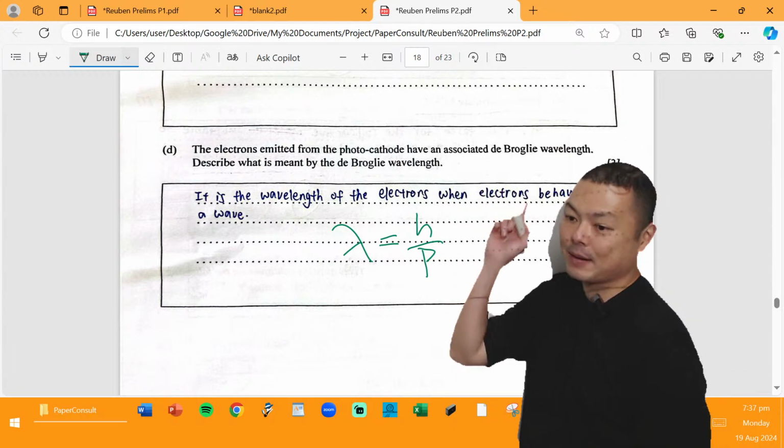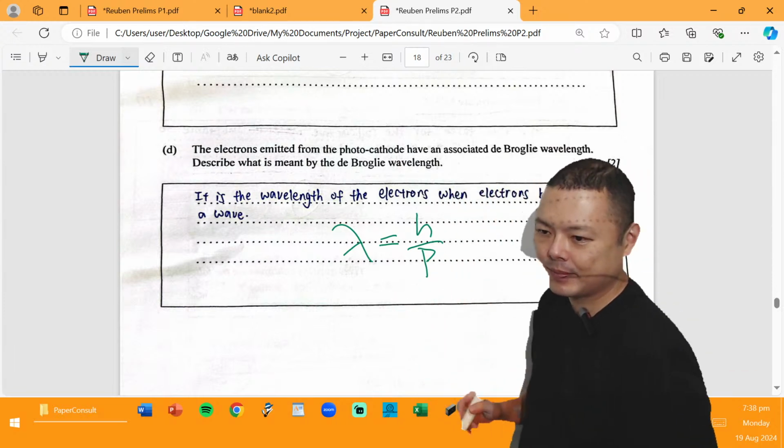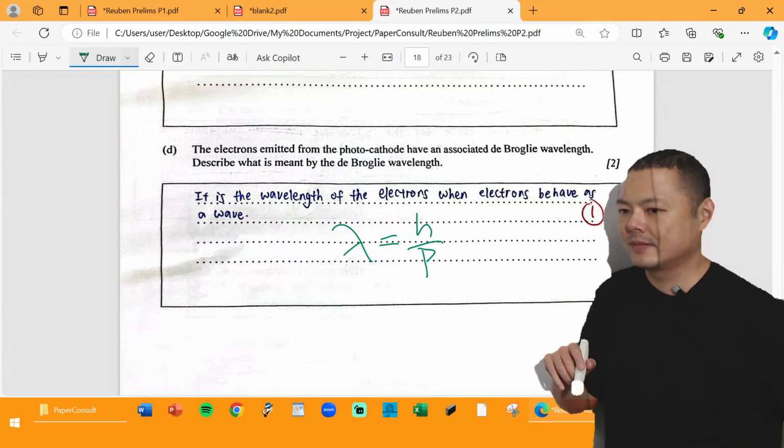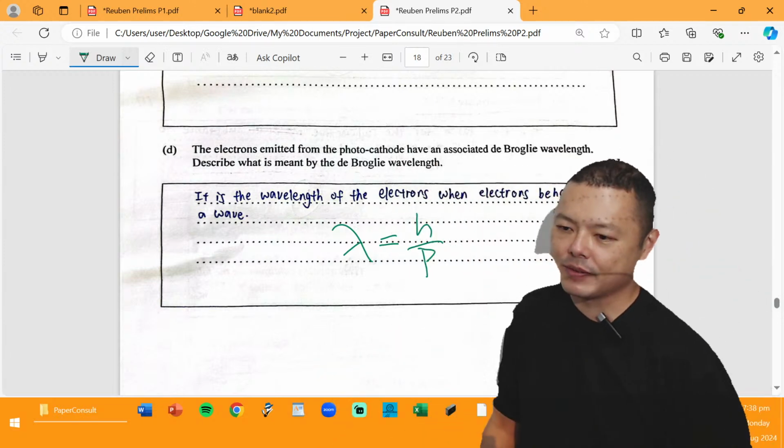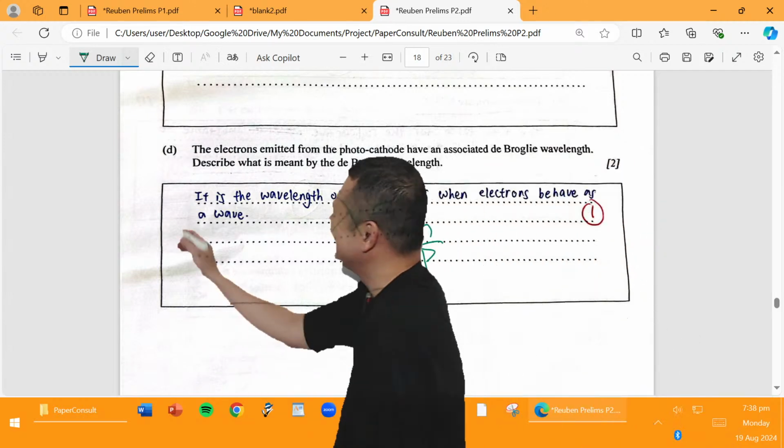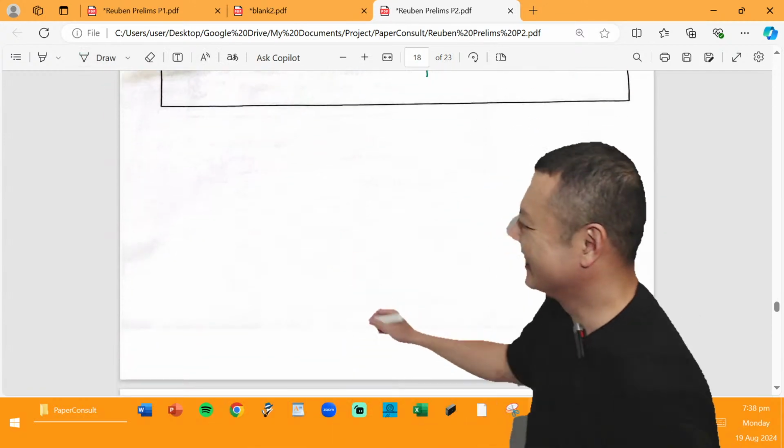Yeah, these electrons are particles, but they actually have momentum. Actually, they behave like a wave. Yeah, if I run fast enough, I also can behave like a wave. Okay?